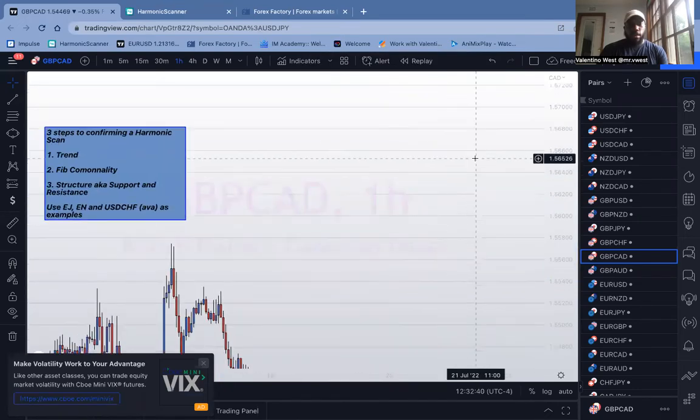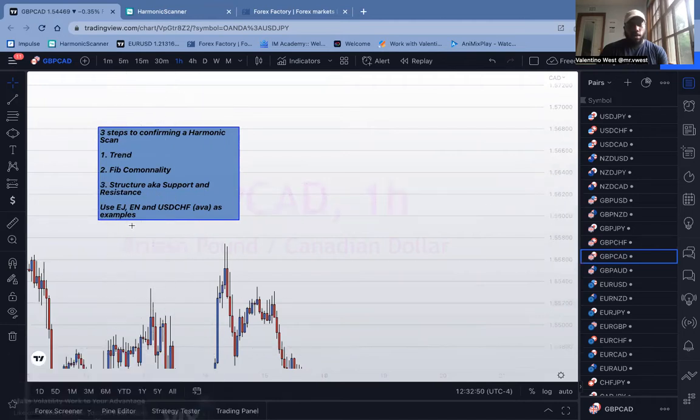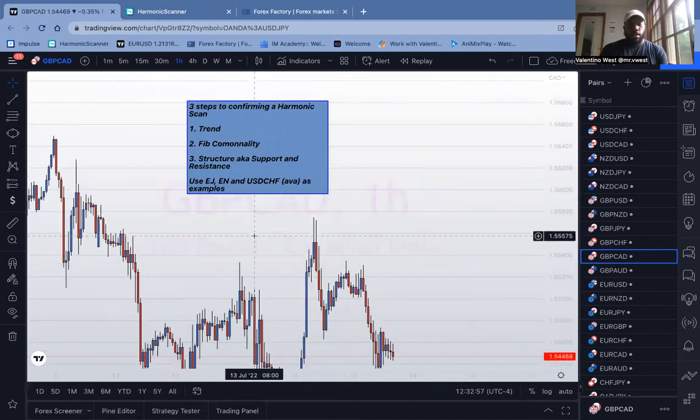So again, confirmations, trend, fib commonality, and then structure, aka support and resistance. So the examples that I saw, we're going to start off with EJ, and these are trades that won this week. All right, these are trades that won literally this week. I wasn't able to get into all of them, but these are trades that won this week.